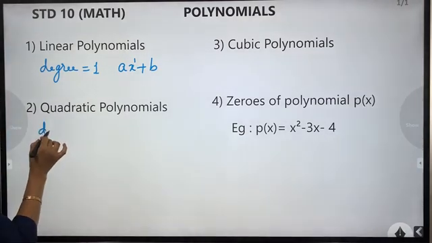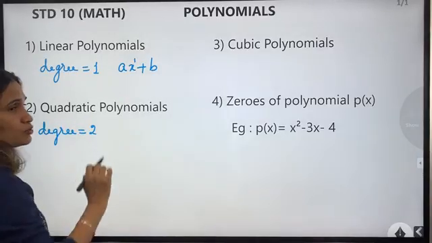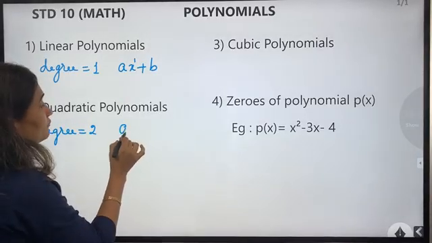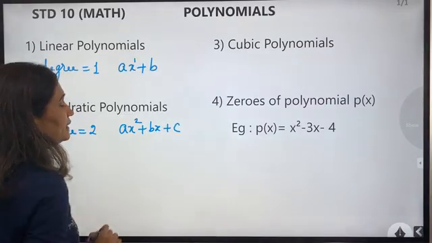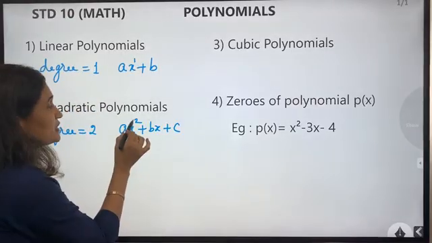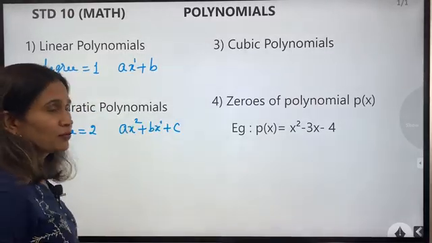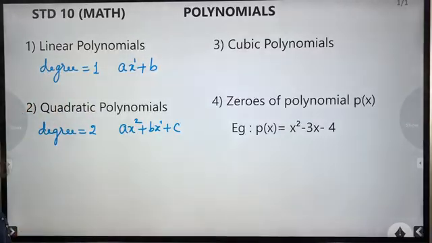In a quadratic polynomial, now children, your degree is going to be 2. And what is going to be the general form? Its general form will be ax square plus bx plus c. It means one more x is added over here, a variable. But see, what is the highest power? Here you will say, ma'am, here the power of x is 1. Fine. But the highest power is 2. So in this case, the degree is 2.